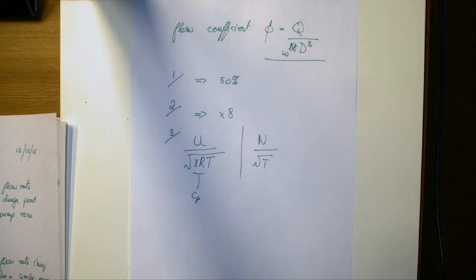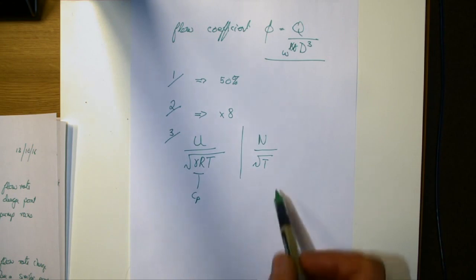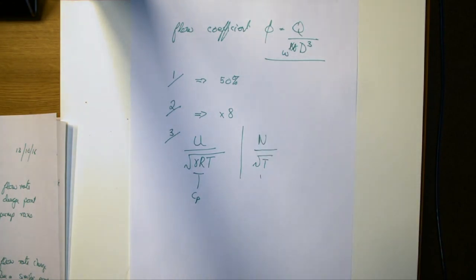So if I take an existing turbine design and compare it with a turbine designed at a higher temperature, and the only difference is that the temperature has changed, what's going to happen to the rotational speed?